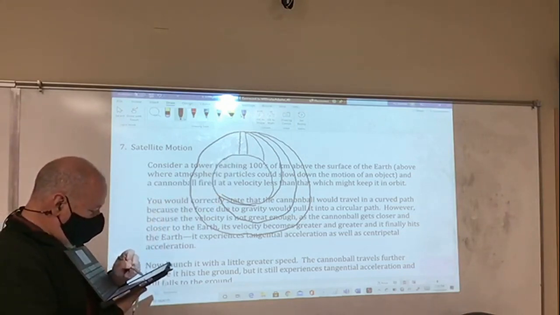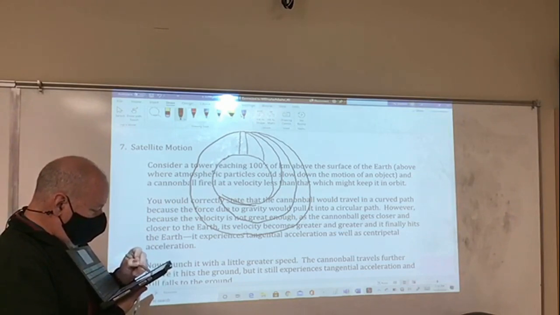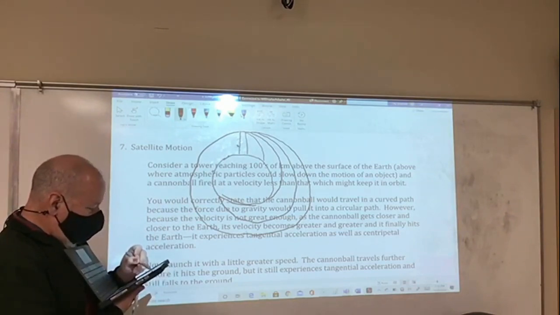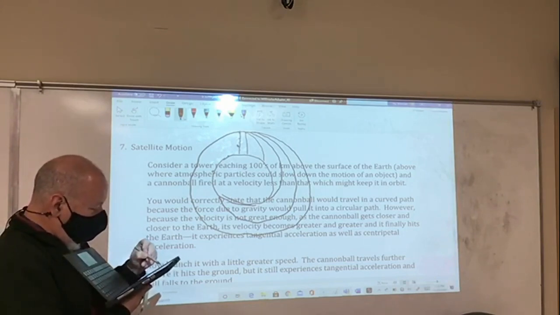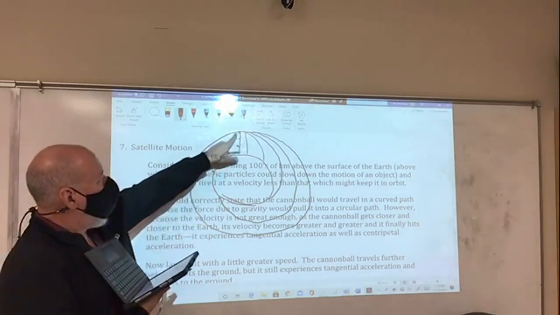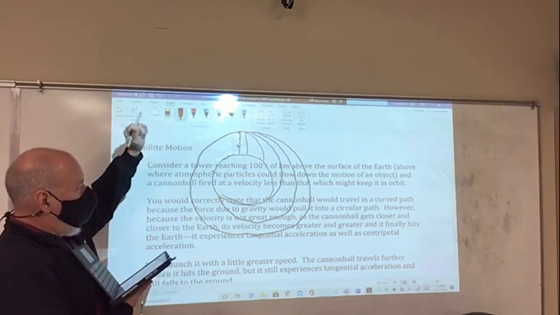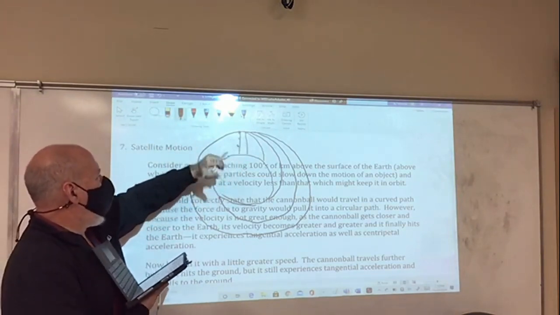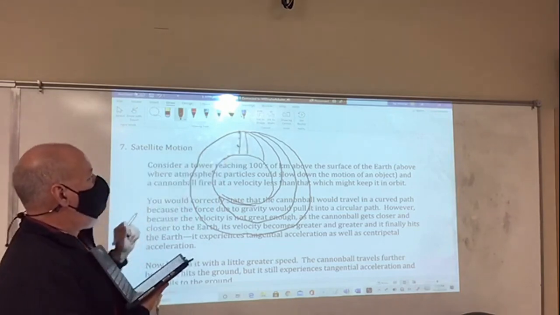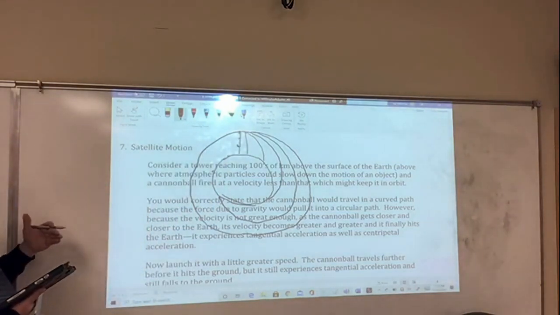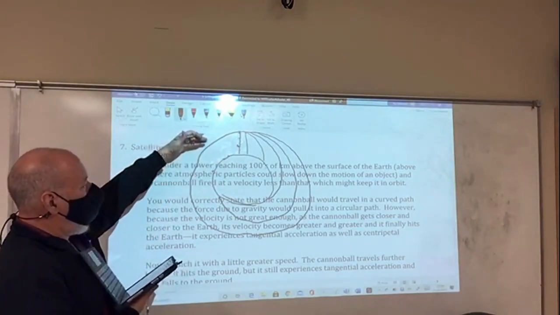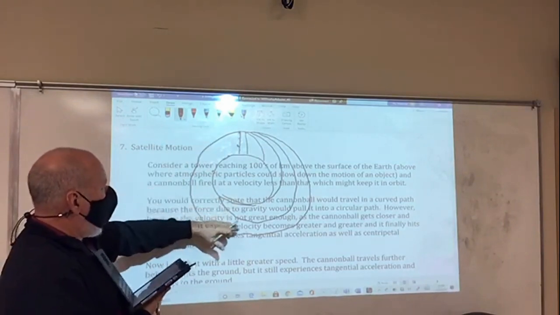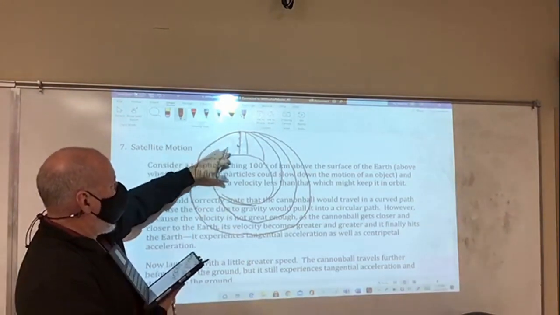I can keep doing this, and I might land here, and then I might land here, and then I might hit this, I might smack that, and finally I'm going to get to a point where I fire it fast enough that as it's falling towards the surface of the Earth, I run out of Earth to fall into, and I run out of tower to fall into, and I get back to the same point here, because as I fall towards the surface of the Earth, I run out of surface of the Earth to fall back into.